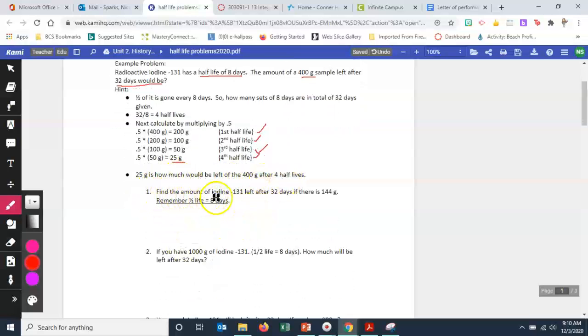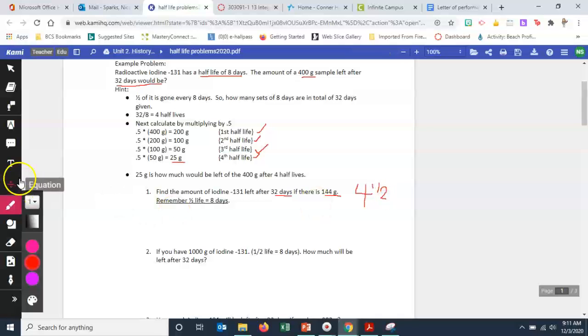Now it's asking to find the amount of iodine-131 left after 32 days if it was 144 grams. So we're just starting with a different gram amount. Nothing else has changed. We still have the 32 days. Remember, 1 half-life equals 8 days. And once again, we know that 8 will go into 32 4 times. So we're going to break this down 4 times, 4 half-lives. I'm going to write it like that.